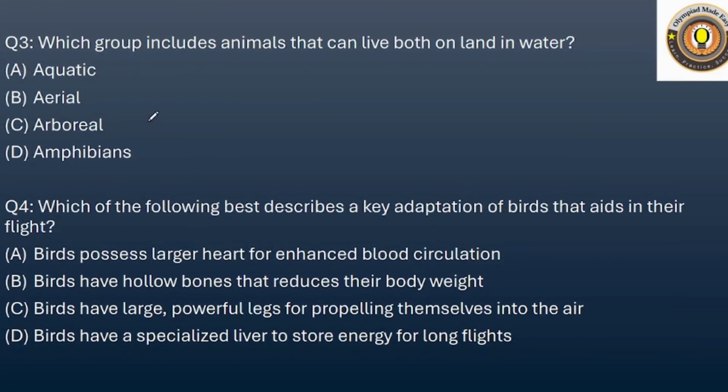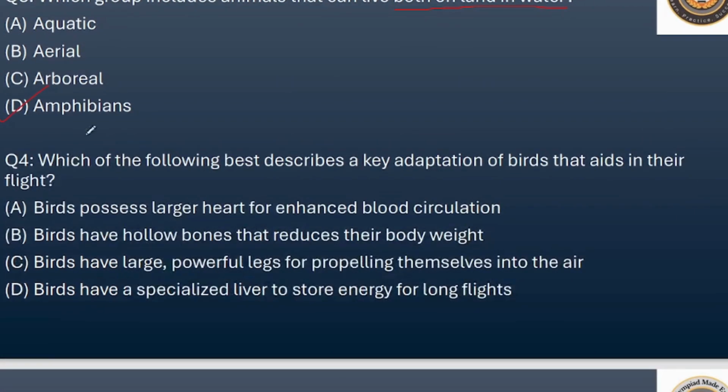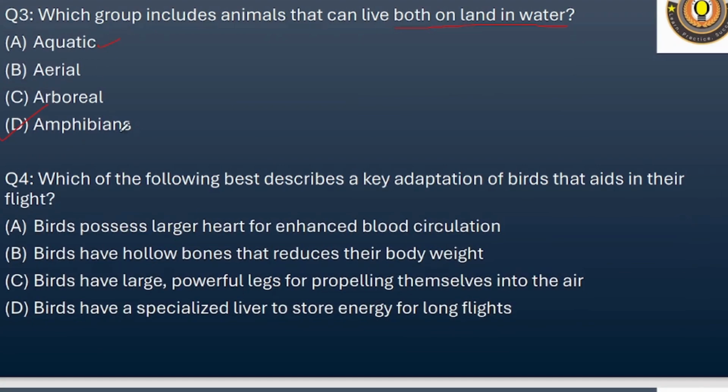Which group includes animals that can live both on land and in water? Both on land and in water, you know that the answer is amphibians. Aquatic animals are animals which live in the water, right? Amphibians live both on land and in water.